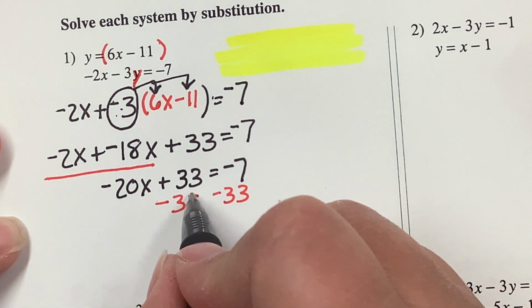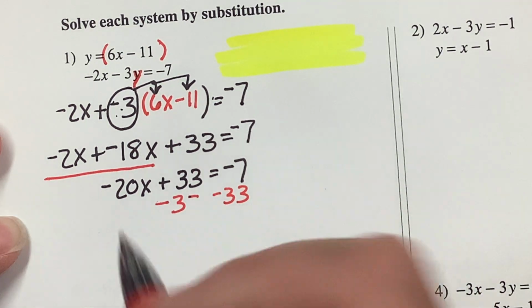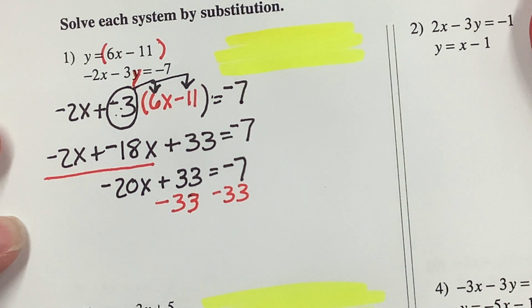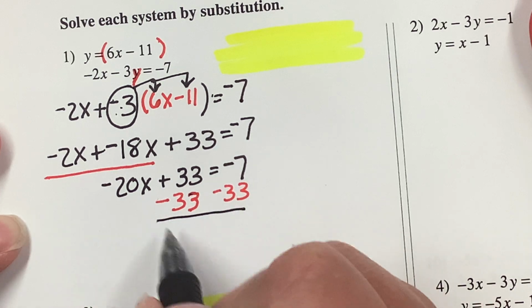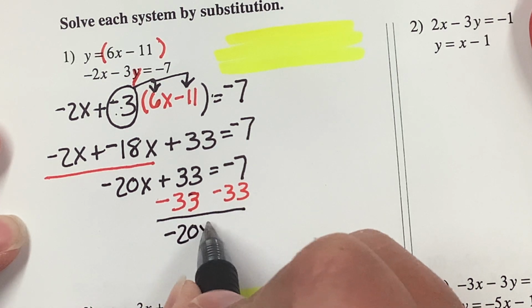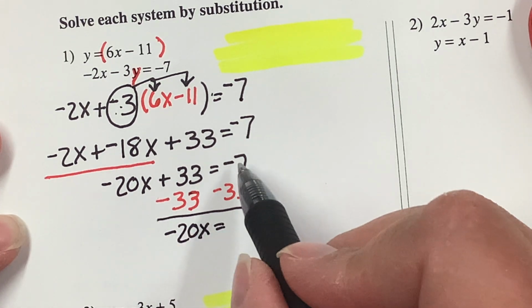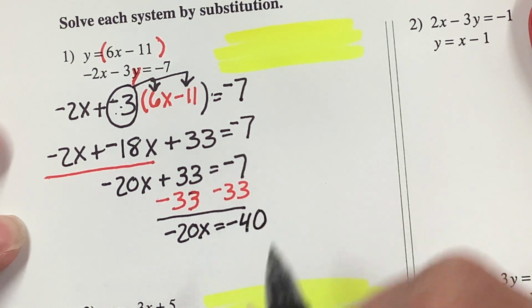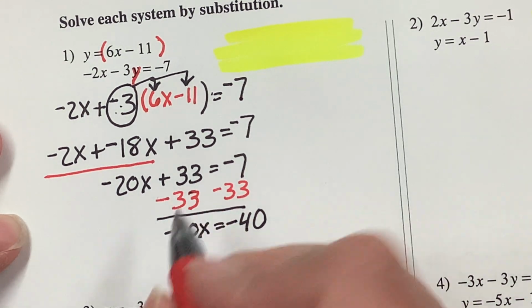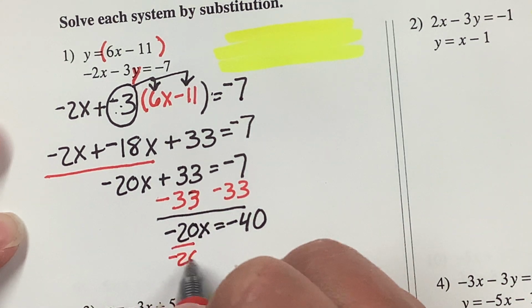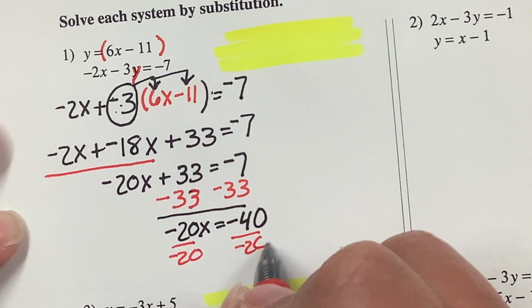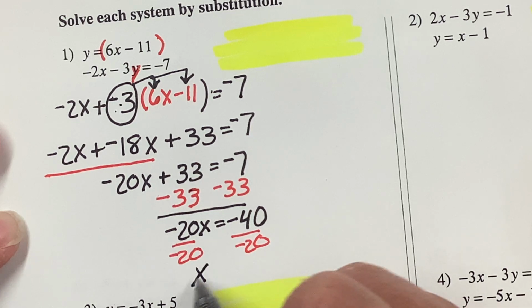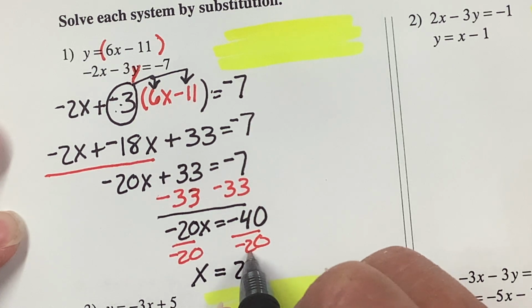Where's my other part of my equal sign? See, this is how I make mistakes. I lose pieces of things. Here we go. Now I have negative 20x equals negative 7 minus 33, which is negative 40. Not too bad. Divide by negative 20. Divide by negative 20. A negative divided by a negative is positive. So this is positive 2.